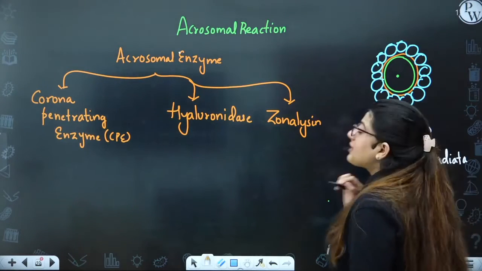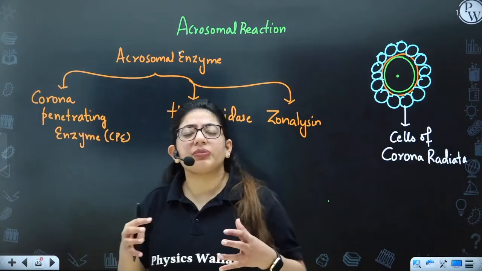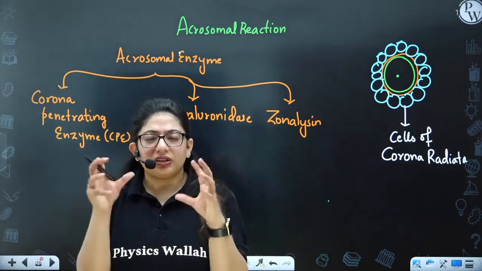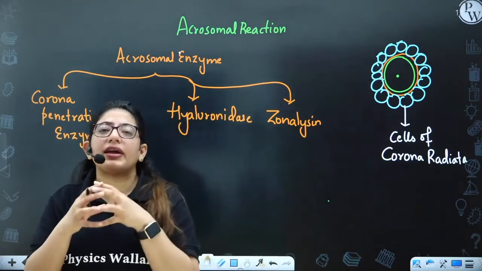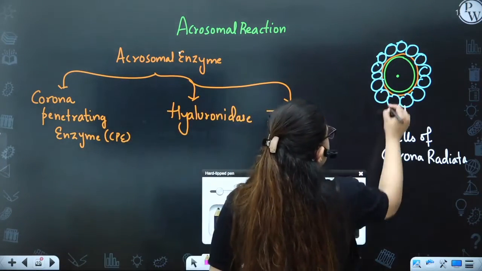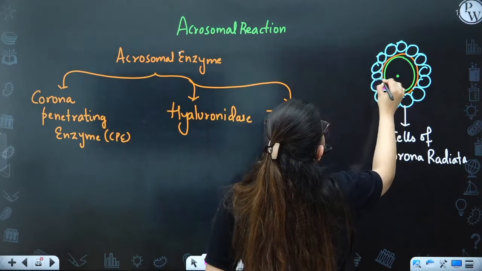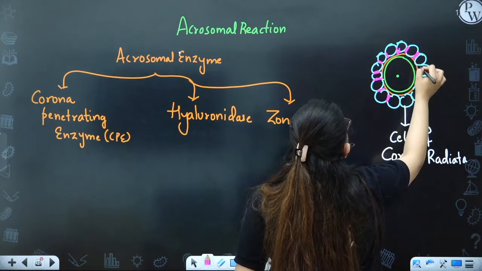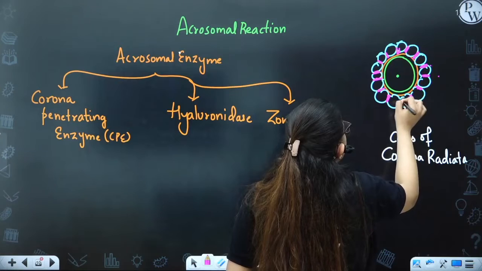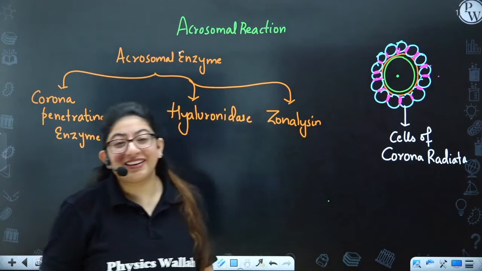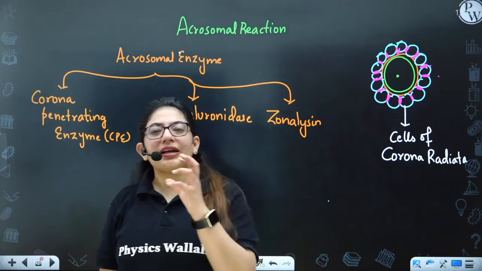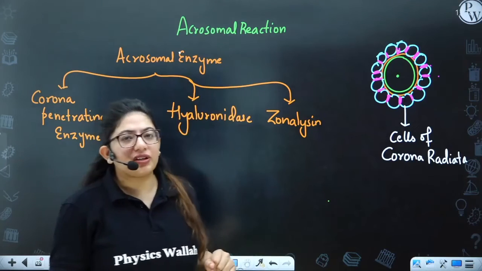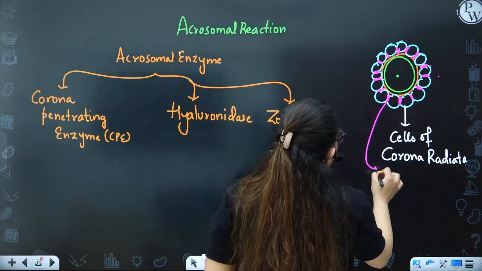All these cells of corona radiata want something to stick them together, because they would disintegrate, as they are just cells. So they need a glue-like structure between these cells, and that glue is hyaluronic acid. What is hyaluronic acid? It is not a polysaccharide, sorry, it's a mucopolysaccharide. That's a kind of polysaccharide that is sticky, like what is present in ladyfinger and aloe vera, just gel-like. So this is hyaluronic acid.